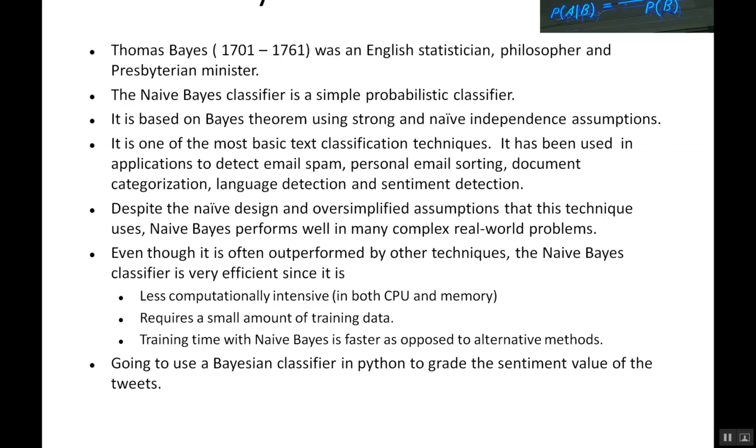The naive Bayes is the classifier I used to do the sentiment analysis. What's really important is why I decided to use it, and that is because it's less computationally intensive for the CPU and memory. It requires a smaller amount of training data, and the training takes a little bit less time.